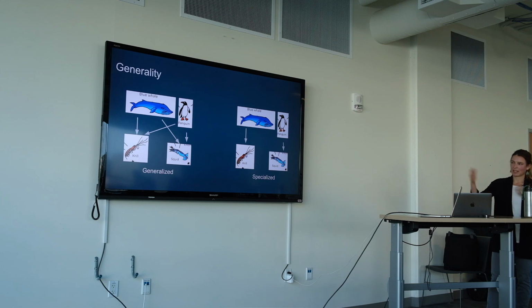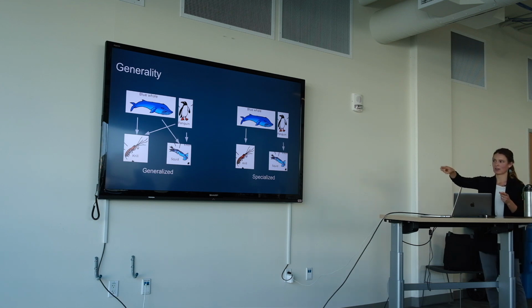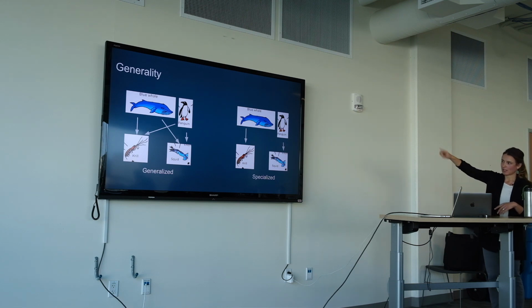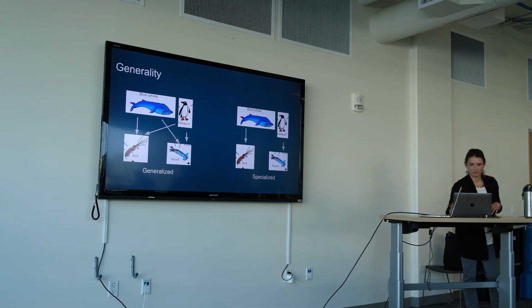So for example, let's take a look at this very simplified ecosystem with things that eat on the top and things that are eaten on the bottom. And blue whales definitely don't eat squid, but I don't think there are any marine biologists here, so we're not going to worry about that. So we can say the system's generalized if the whale and penguin both eat krill and shrimp, like on the left. Well, it's specialized if the whale only eats krill and the penguin only eats squid on the right.